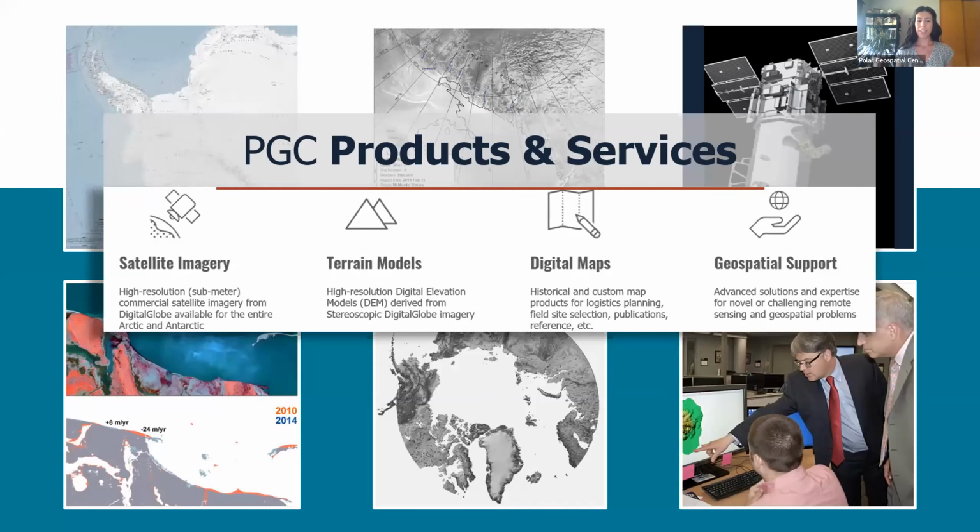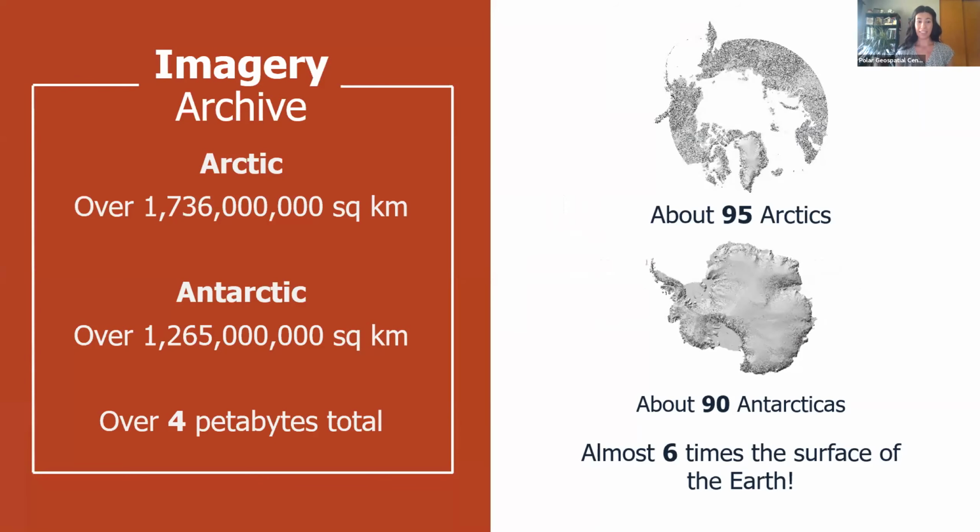PGC's main products and services that enable our mission are really best described as falling into these four categories: satellite imagery, terrain models, digital maps, and geospatial support. We have access to a lot of high-resolution sub-meter commercial satellite imagery from DigitalGlobe, talking petabytes. We have enough to cover over 95% of the Arctic and over 90% of the Antarctic, almost 6 times the surface of the Earth.